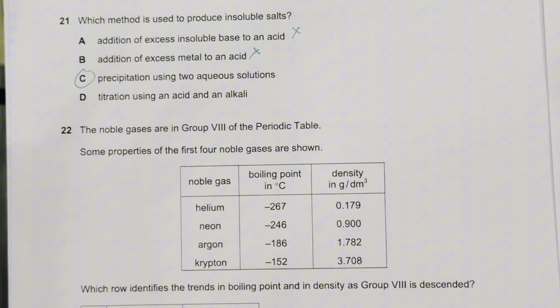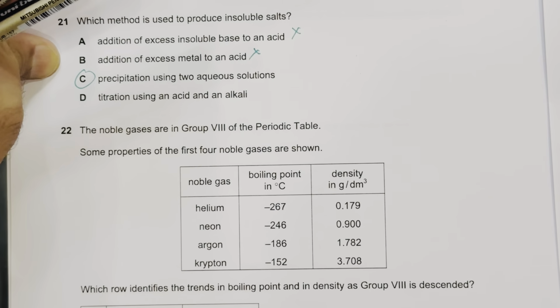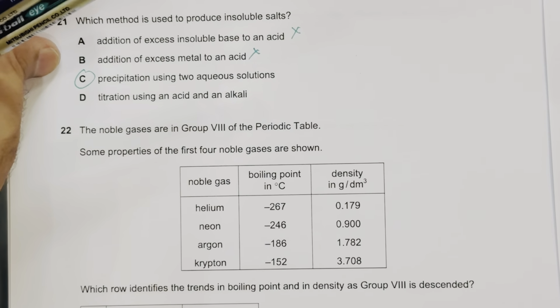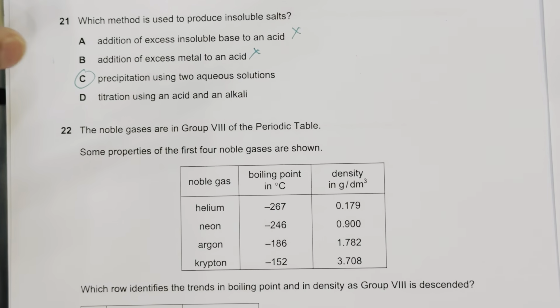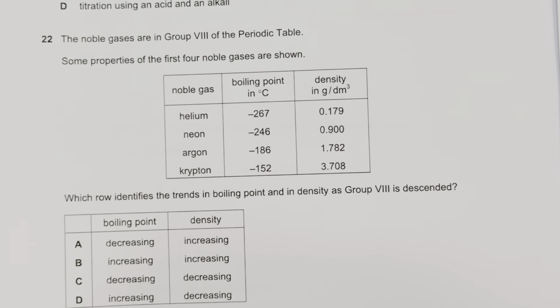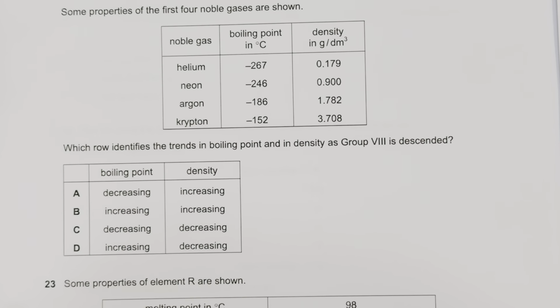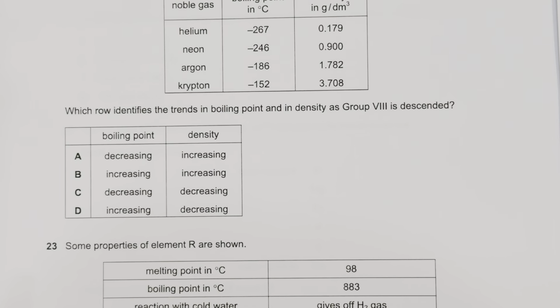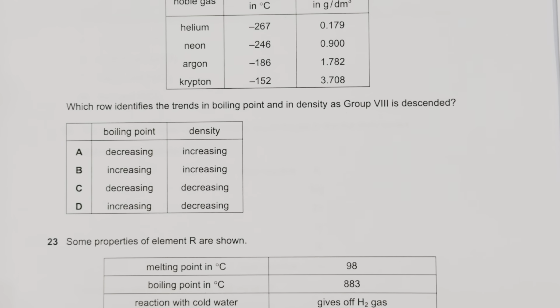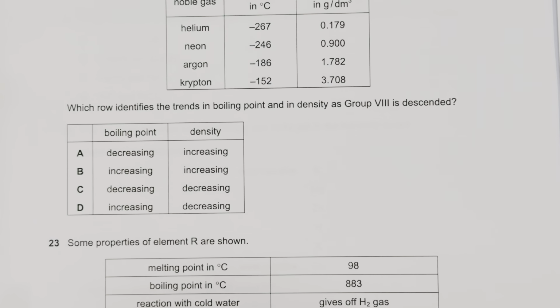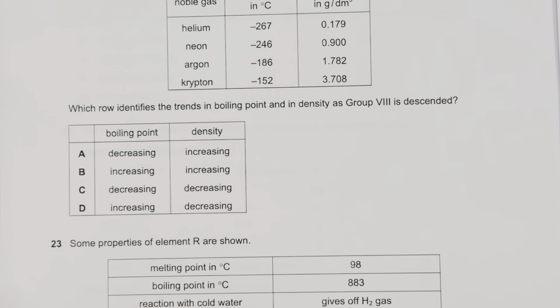Moving to question number 23. No, question number 22. Question number 22 states that the noble gases are in group 8 of the periodic table. Some properties of the first 4 noble gases are shown. Helium, neon, argon, krypton, and their boiling points and densities are given. Which row identifies the trends in the boiling point and density as group 8 is descended? Its boiling point, we can see, is increasing, and we can say that its densities are also increasing. So option B is carrying increasing for both, so it is the right option.